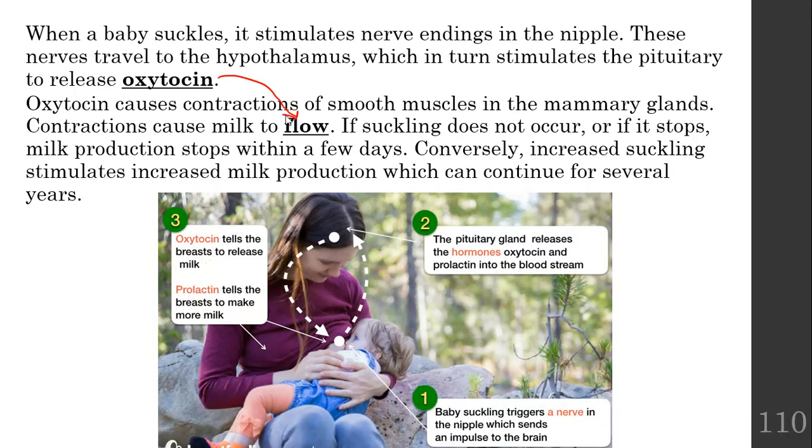Prolactin causes milk to be produced. Two different aspects of lactation. If suckling does not occur, or if it stops, milk production will stop. Conversely, increased suckling stimulates increased milk production, which can continue for years.